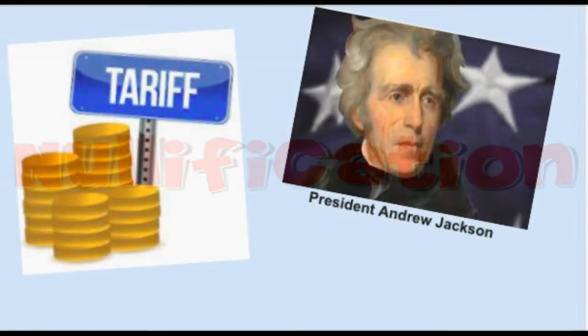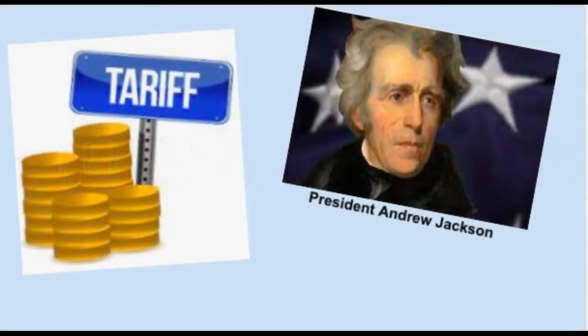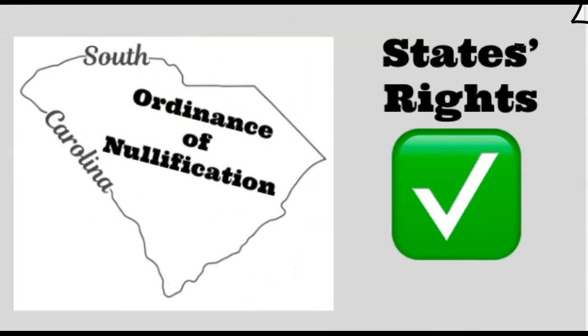In order to help the North, President Andrew Jackson put a tariff, or a tax, on imported goods. This tariff forced the Southerners to buy from the North. With the tariff in place, the South got very angry, which resulted in the nullification controversy. Southern states wanted to nullify, or declare invalid, the tax. South Carolina passed the Ordinance of Nullification and threatened to withdraw from the Union. This showed a strong belief in states' rights.